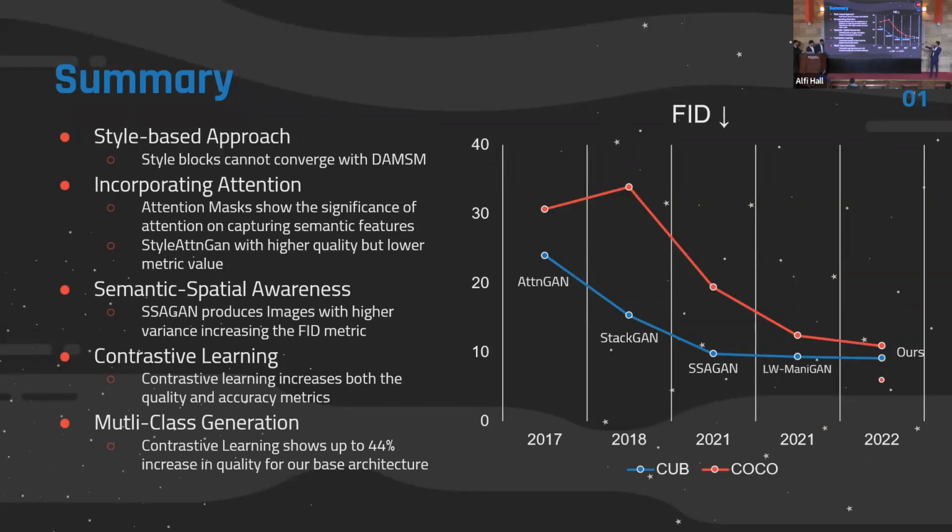So we used the semantic spatial awareness attention, which produces higher quality images with higher metrics because of the high variance. And finally, we also studied the effect of contrastive learning, and we showed how contrastive learning increases both accuracy and quality, and even increased the quality metrics on the harder problem of multi-class generation by a higher margin than on a single class. And as shown here, this is our model and how it performs according to the state of the art in recent years.